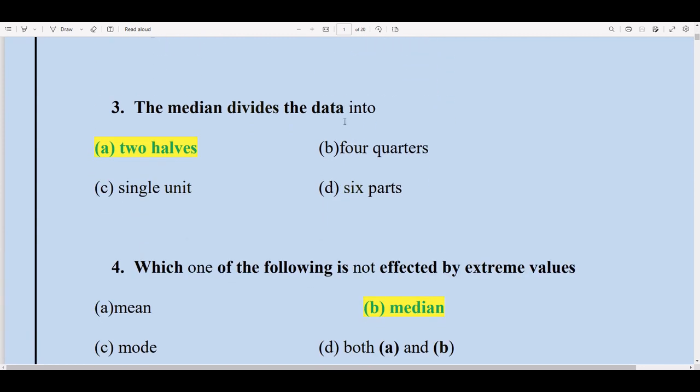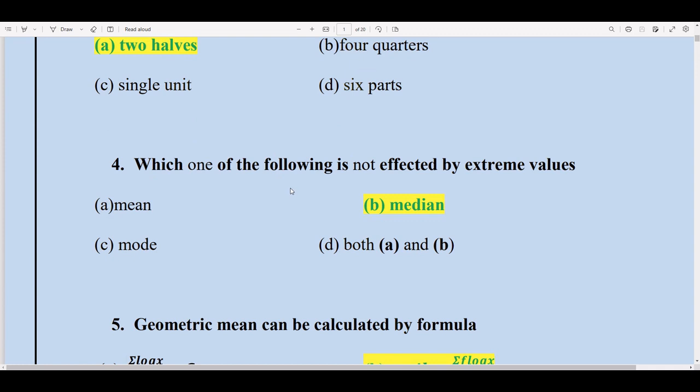The median divides the data into two halves. Which one of the following is not affected by the extreme value? The median is not affected by the extreme value because it takes the middle values.